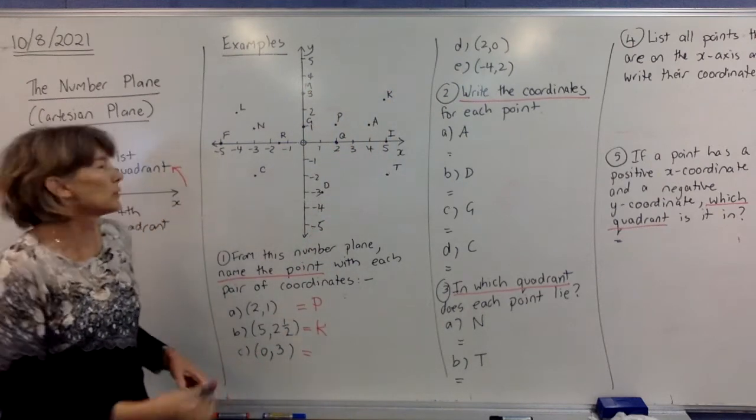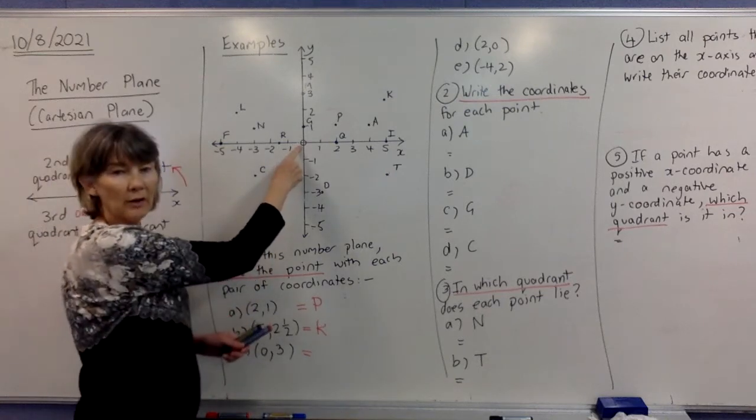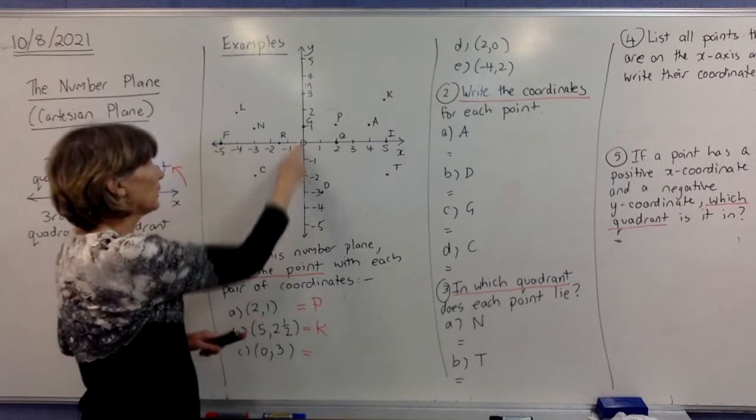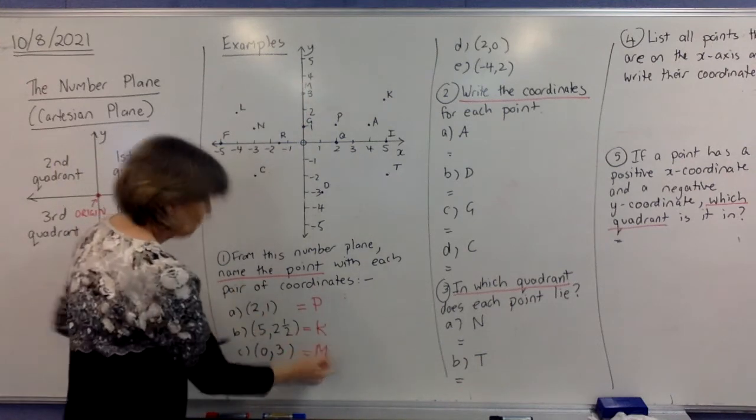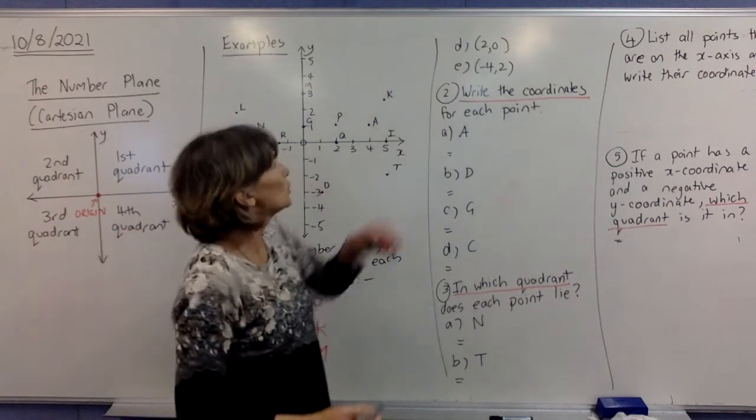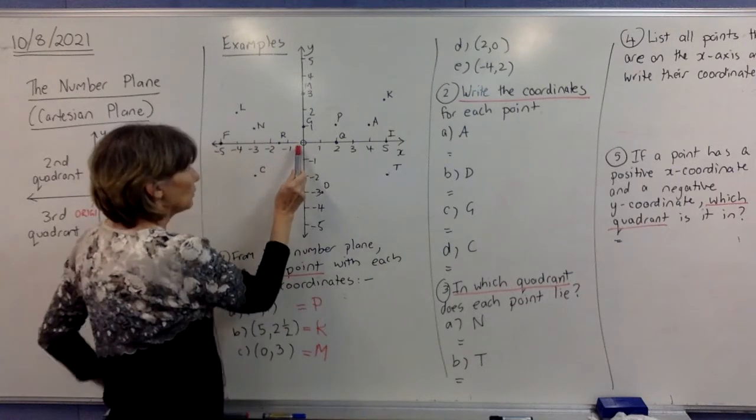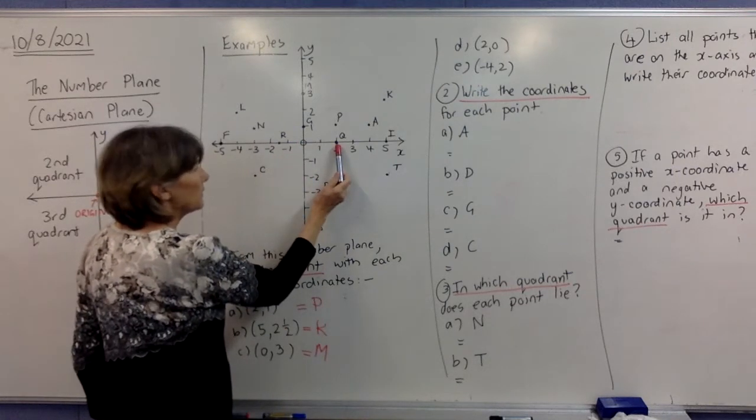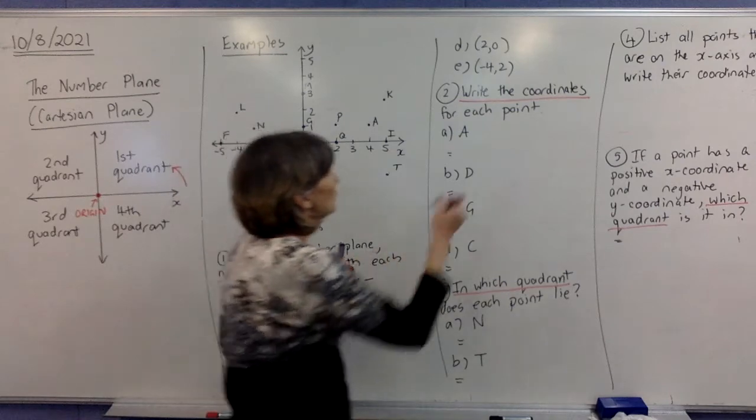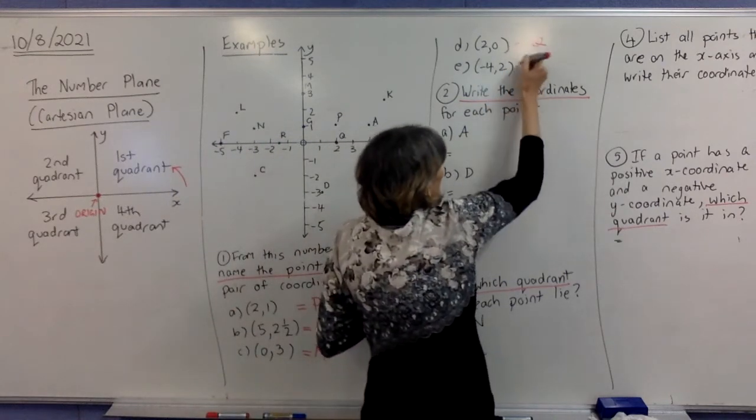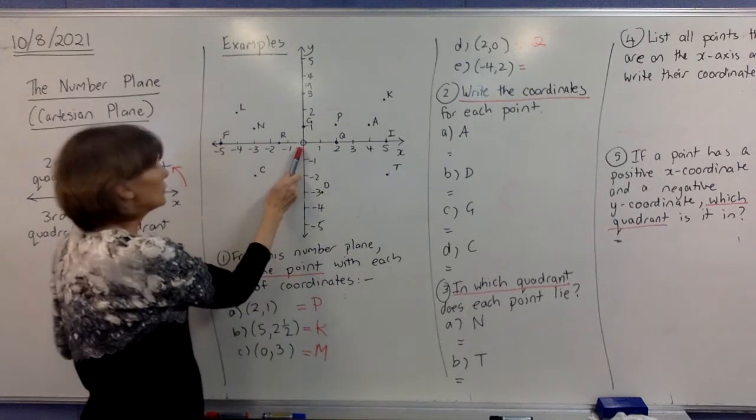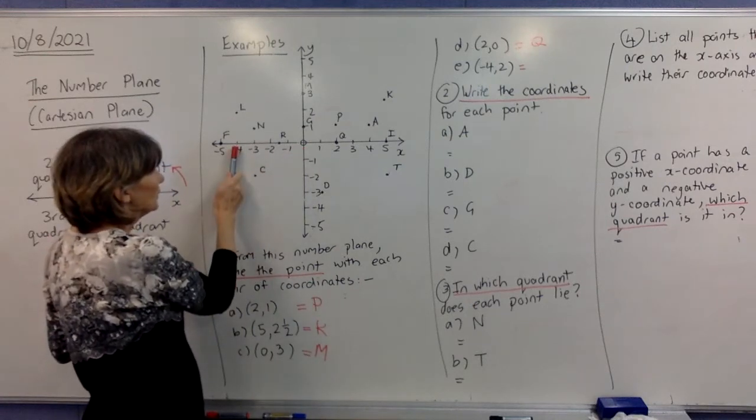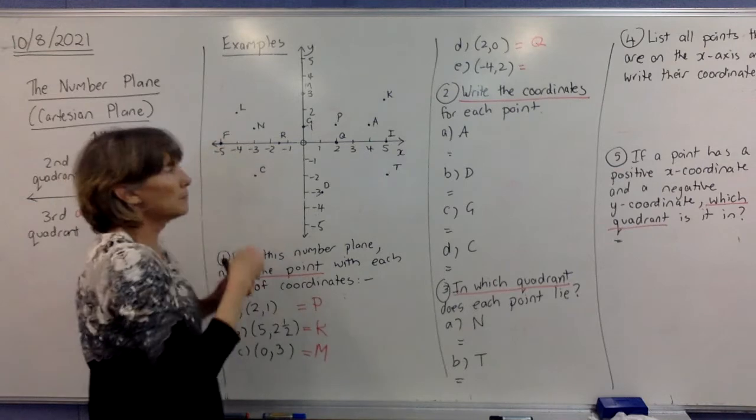Then we've got 0, 3. So you go along nothing along the runway, then you go up 3, you're at point M. And the next one, we have 2, 0, so we go along 2, and up or down nothing, so we stay at Q. And then in the next one, minus 4, 2, we go along to minus 4, and then up to 2, and we're at point L.